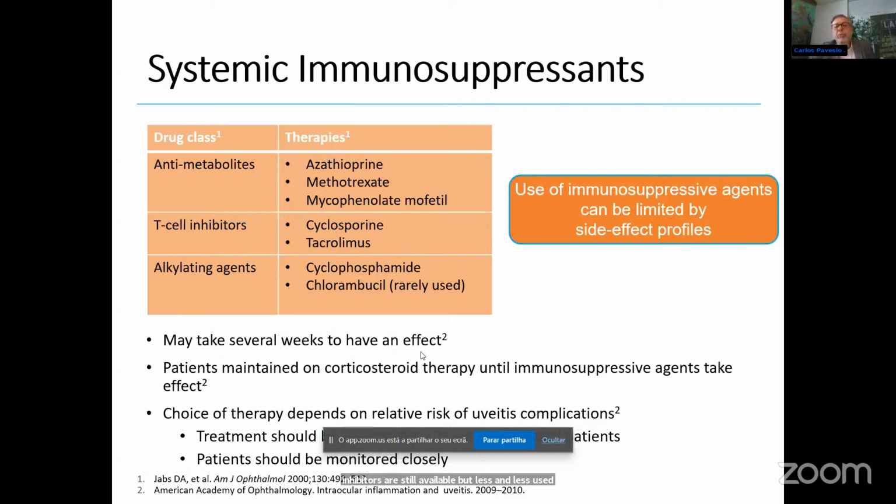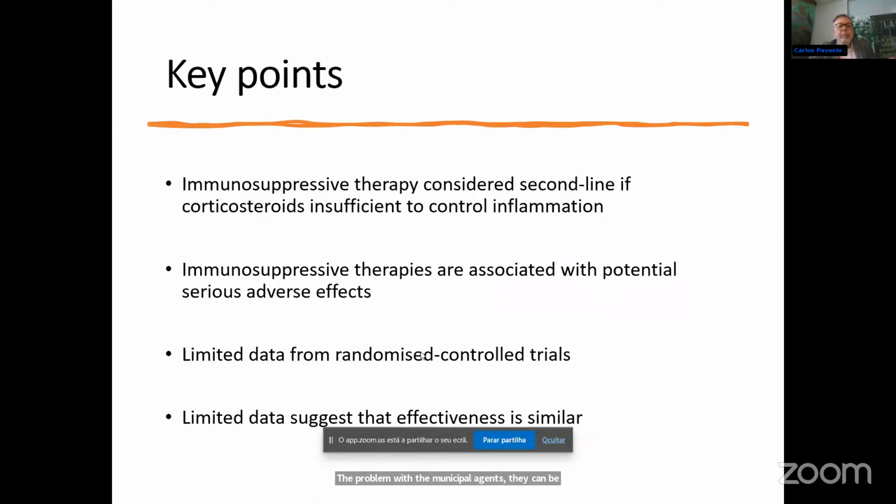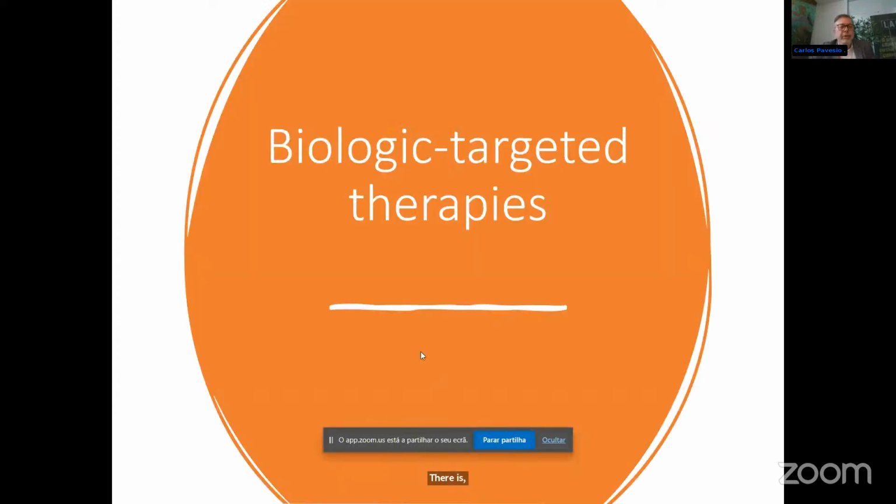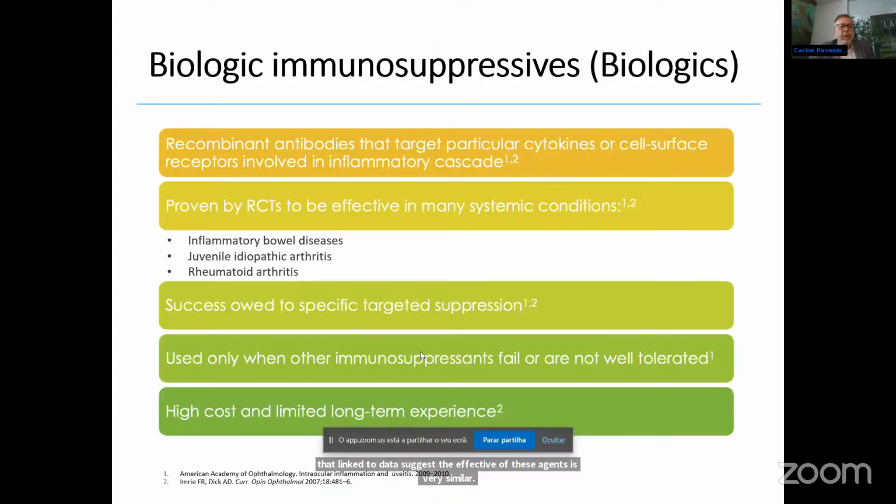The problem with immunosuppressive agents is that they can be limited by their side effects, and they need expertise in monitoring. So the key points in immunosuppressive therapy are that it is your second line, and it spares the side effects of the steroids. There is limited data from randomized clinical trials, but that limited data suggests the effectiveness of these agents is very similar. Finally, biologic therapy, we're all going more and more into that. They're gaining favor, and they're becoming very useful, not only for us, but of course in all areas of medicine.